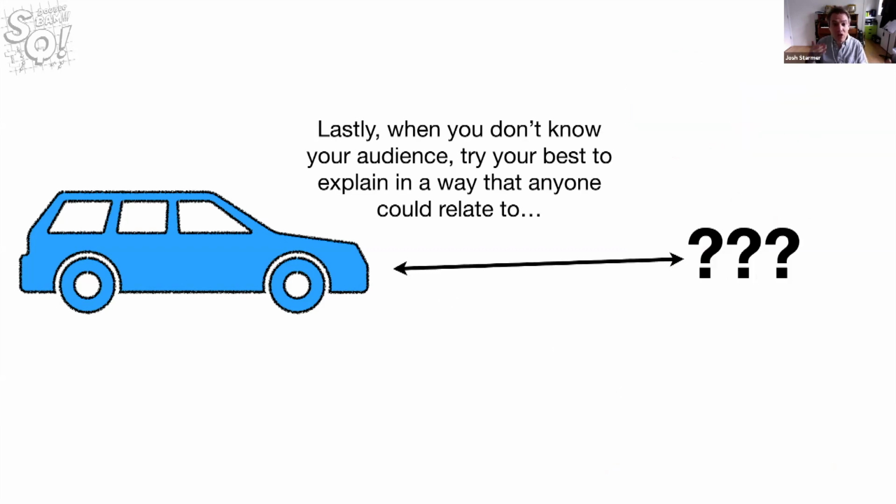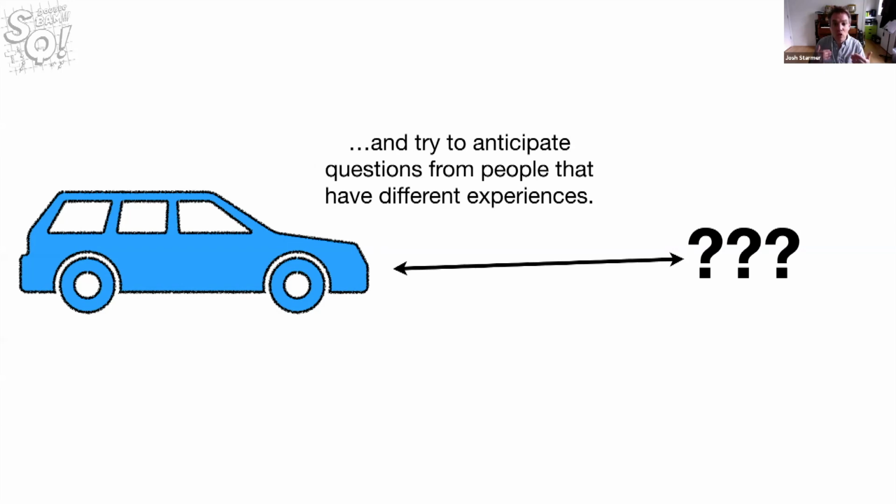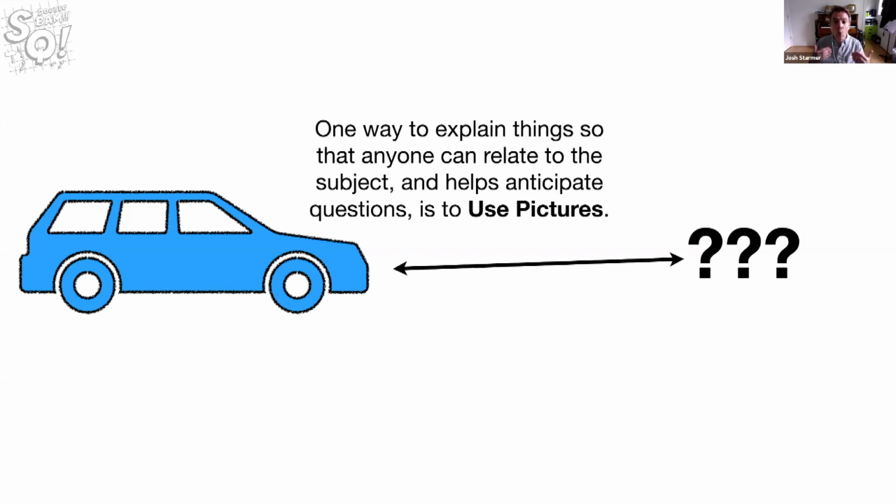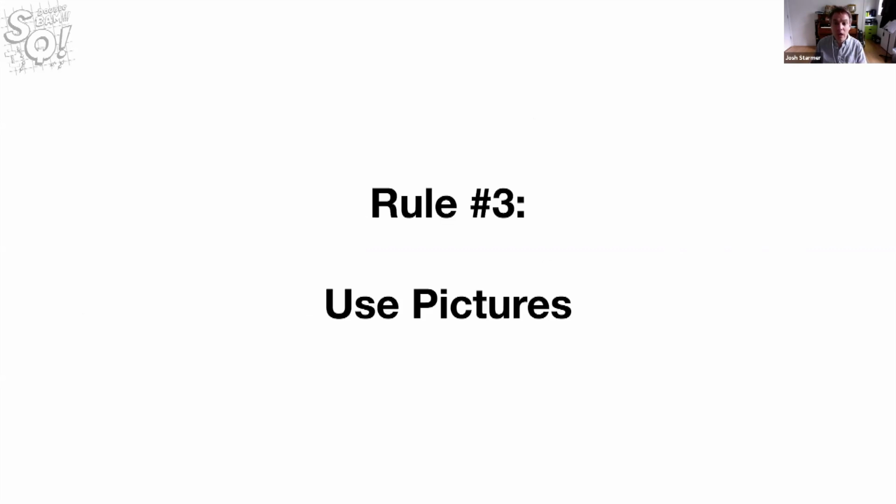Lastly, when you don't know your audience, try your best to explain in a way that anyone could relate to. And try to anticipate questions from people that have different experiences. One way to explain things so that anyone can relate to the subject and helps anticipate questions is to use pictures. And that leads us to rule number 3, use pictures.